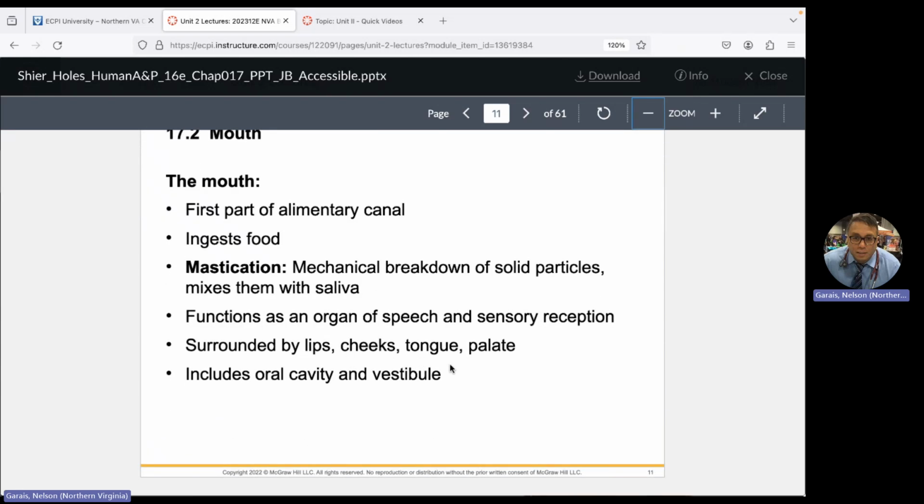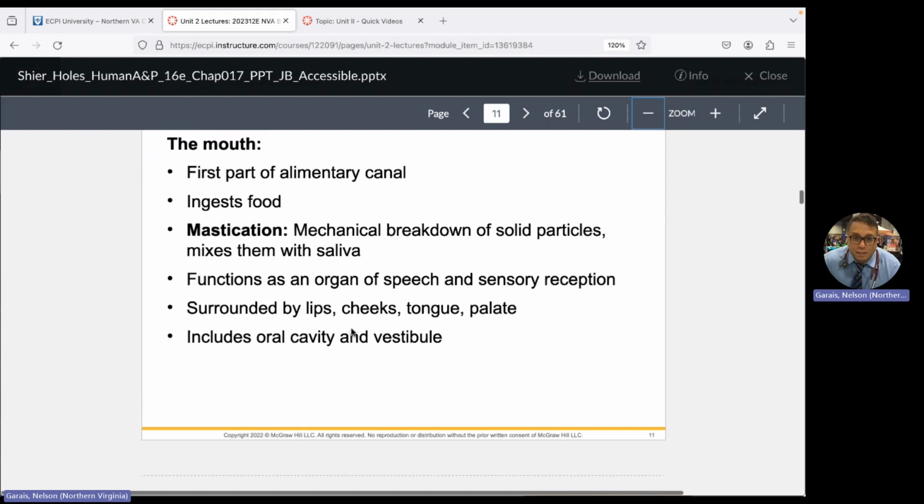The mouth, that's where we have ingestion. That's where we have voluntary control. You can control how much you chew. Mastication is the medical term for chewing. Your lips, cheeks, tongue, and palate, especially your lips and your tongue, are sensory organs to make sure that whatever you put in your mouth is not too hot, not too cold, and or potentially poisonous.